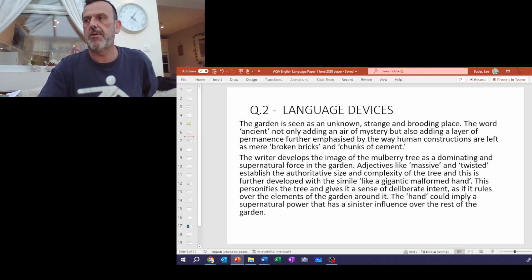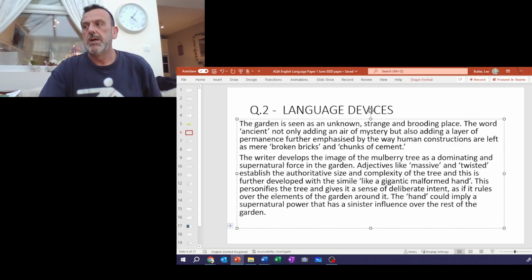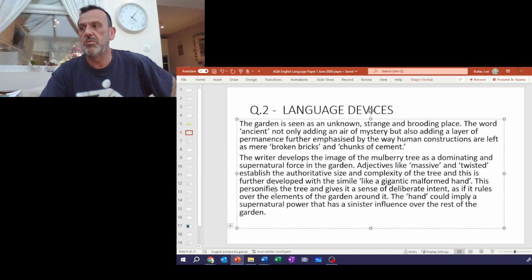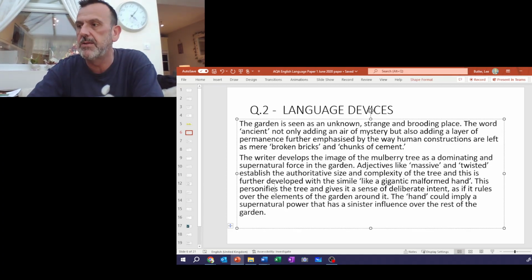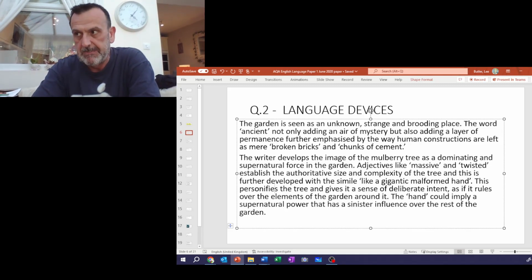Now, the second paragraph here is directly from the mark scheme. This is what AQA say is a top band response. The writer develops the image of the mulberry tree as a dominating and supernatural force in the garden. Adjectives like massive and twisted establish the authoritative size and complexity of the tree, and this is further developed with a simile like a gigantic malformed hand. This personifies the tree and gives it a sense of deliberate intent, as if it rules over the elements of the garden around it. The hand could imply supernatural power that has a sinister influence on the rest of the garden.